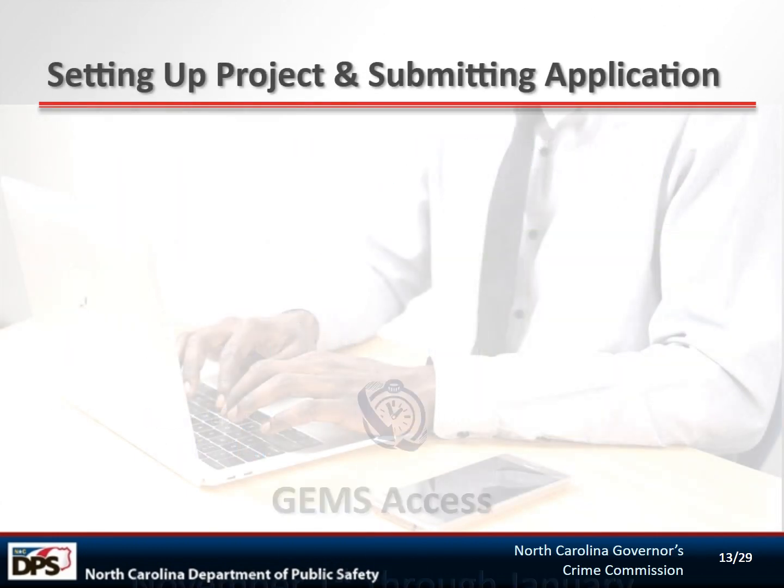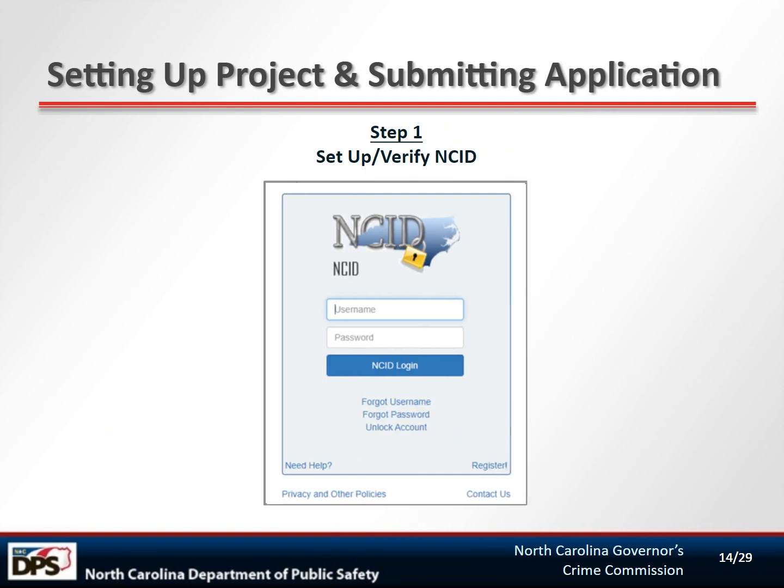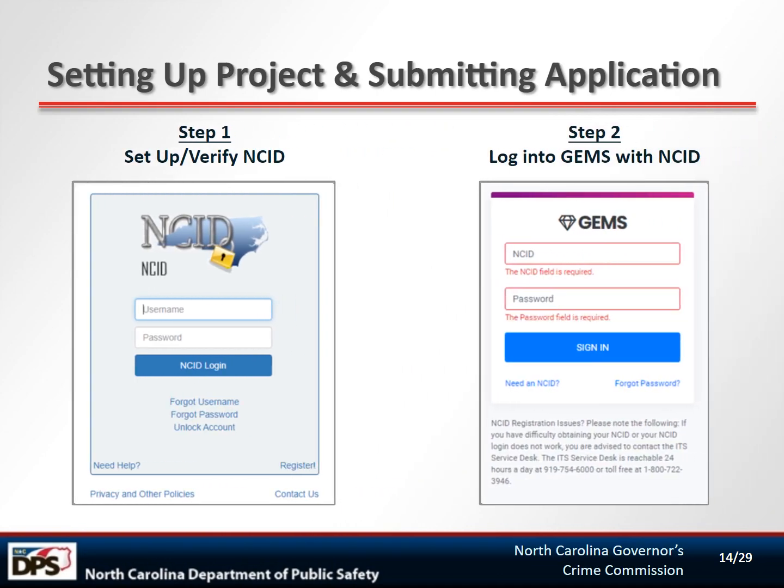The Governor's Crime Commission accepts applications via GEMS between November 1st and January 31st annually. Each person working on the grant in GEMS and the official who will approve the grant are required to have active NCID credentials that will be used to gain access to the Grant Enterprise Management System, where the application will be submitted. If assistance or technical support is needed to gain access to NCID or GEMS, use the help resource provided on the login screen.